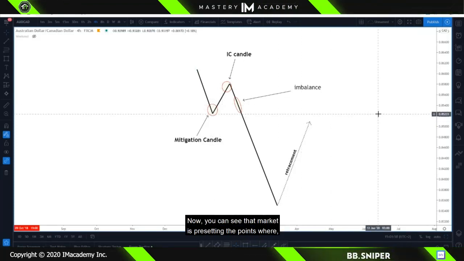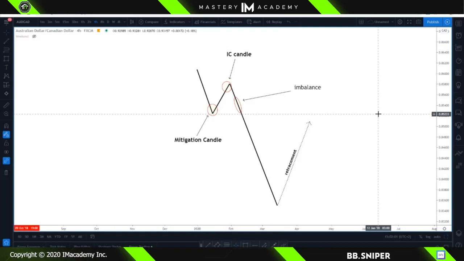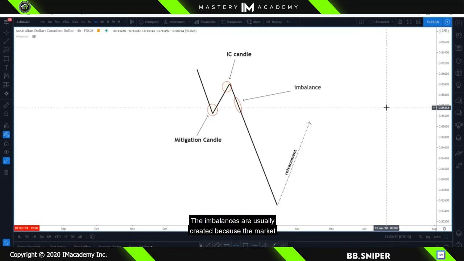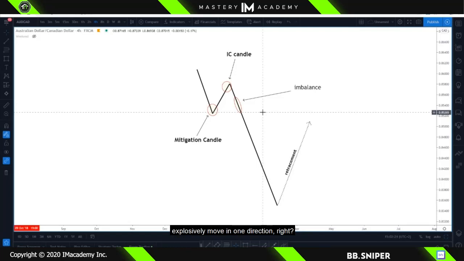Now you can see that the market is presetting the points to which the market could be coming back. A lot of times, right, at least like 90% of the time, when the retracement is happening, it is going for those levels, right? And we need to think a little bit about orders. What is actually happening there, right? The imbalances are usually created because the market explosively moves in one direction, right? That's why we have those imbalances, we have those gaps, right? We have that small portion of the price action that could lead towards a good entry in the future.